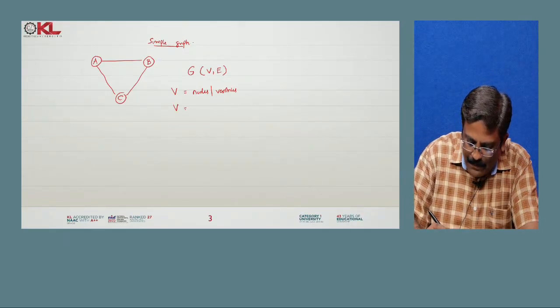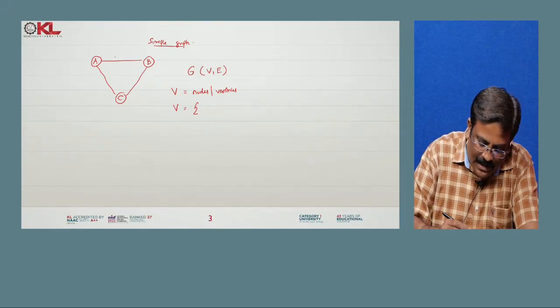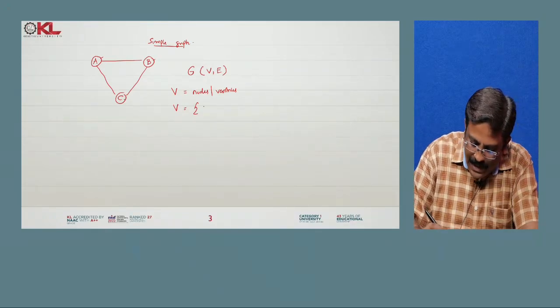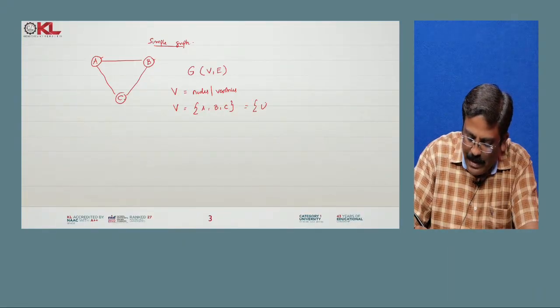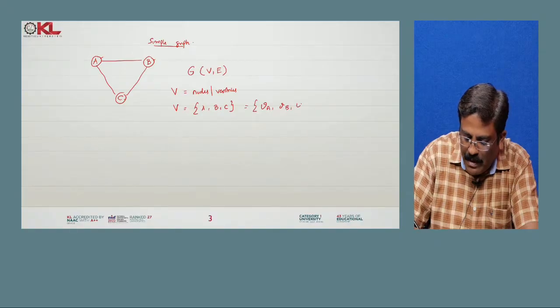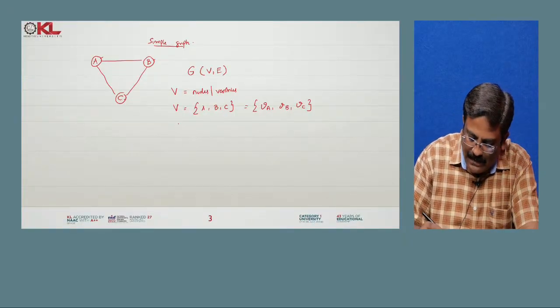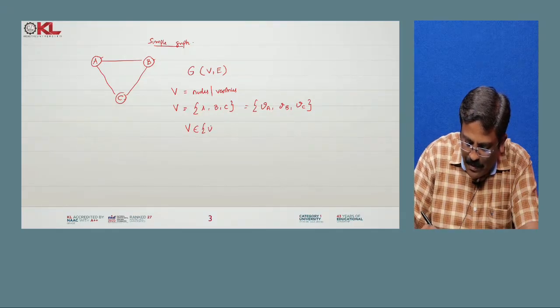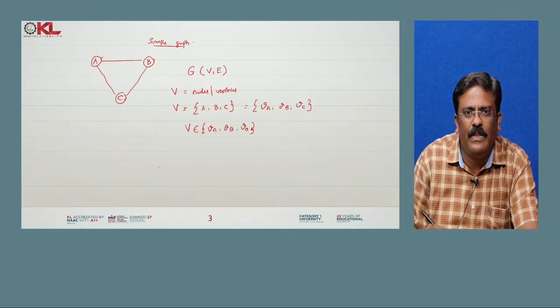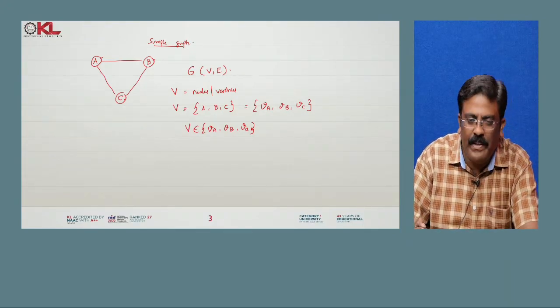So V can be written as a set of vertices. Here the vertices are A, B, C, or in other terms, it can be written as VA, VB, VC. So it's a set of vertices. In other terms, V belongs to VA or VB or VC. This is the way we can represent the graph G(V, E), and we are representing the vertices.